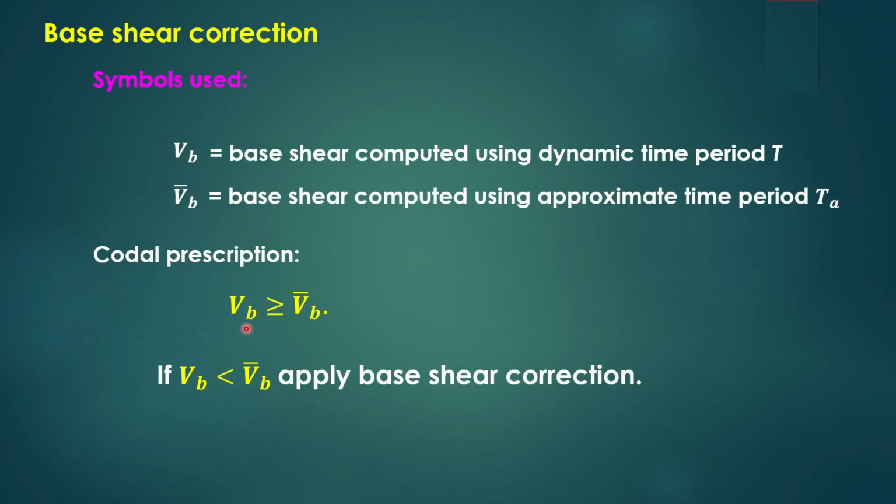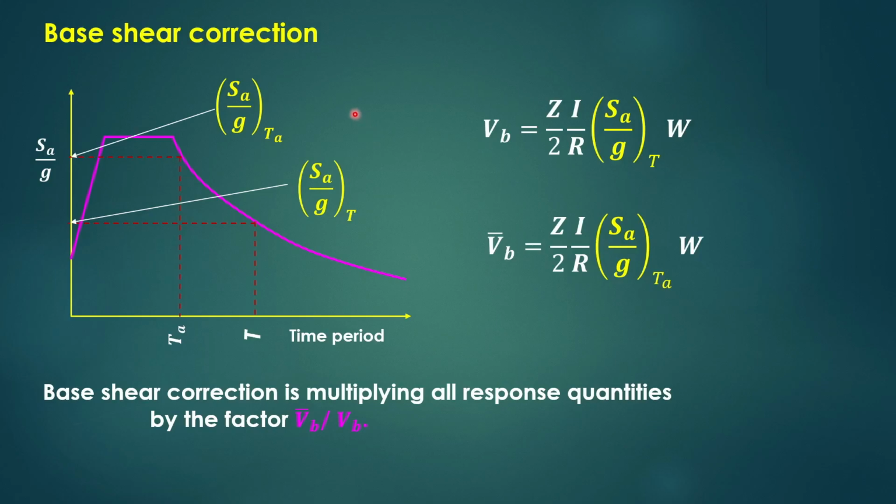So we'll see that this VB and VB bar are connected to T and TA, so indirectly it is comparing actually the time periods. This is very clear here in the design spectrum. So we have drawn some schematic design spectrum, say of Indian code or any other code. So you have to apply base shear correction because your dynamically computed time period T is more than the approximate time period given in the code, capping period given in the code.